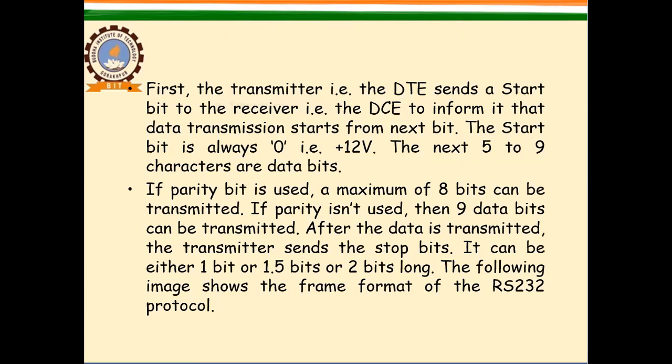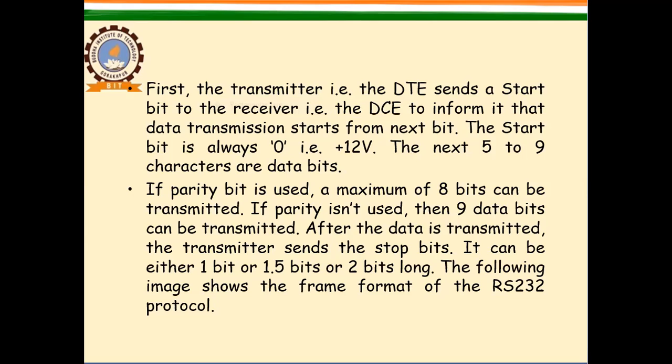First, the transmitter, that is the DTE, sends a start bit to the receiver. Then the DCE, after getting this signal, knows that the data transmission starts from the next bit. Now the DCE knows that the next bit is the actual data bit. The start bit is always 0, that is plus 12 volts.